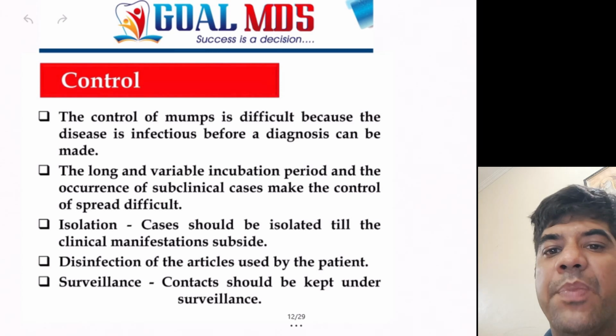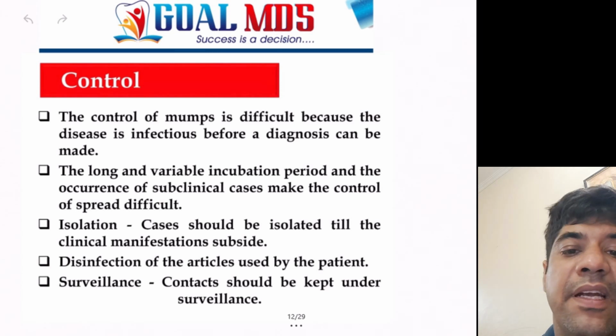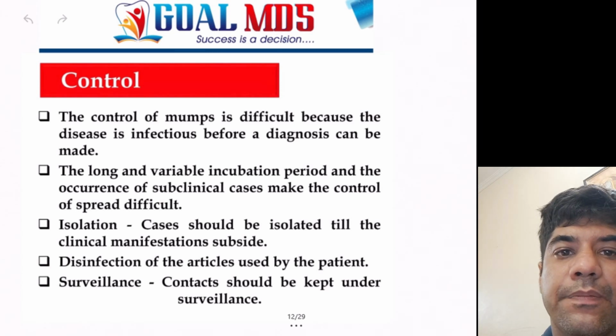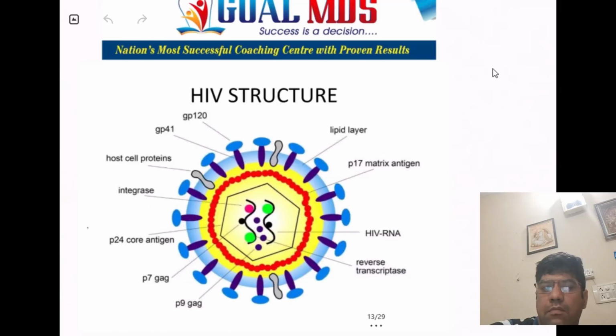So the vaccination helps prevent mumps outbreaks and reduces the severity of the disease if someone still gets infected after vaccination. So the best way to prevent mumps is by vaccination.